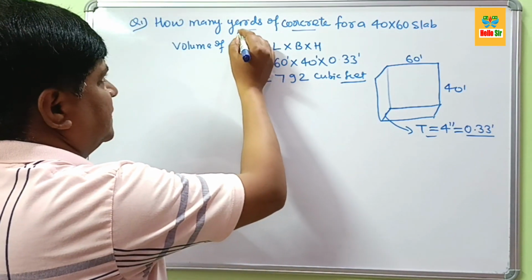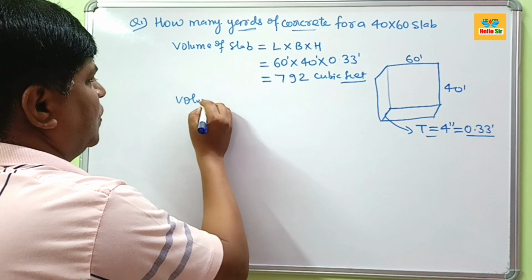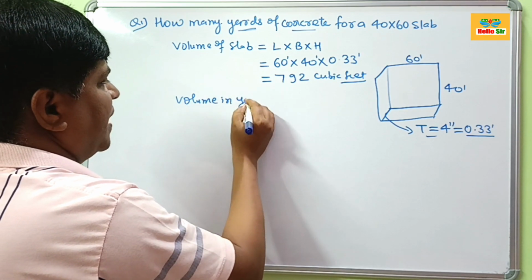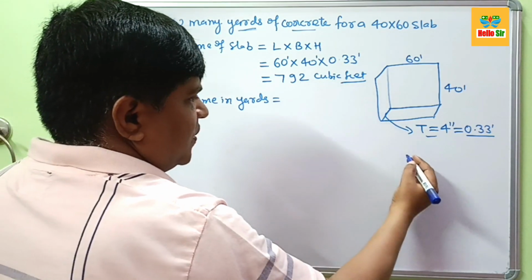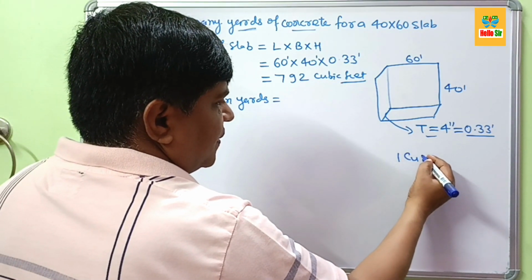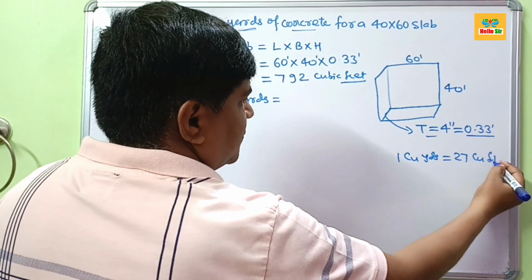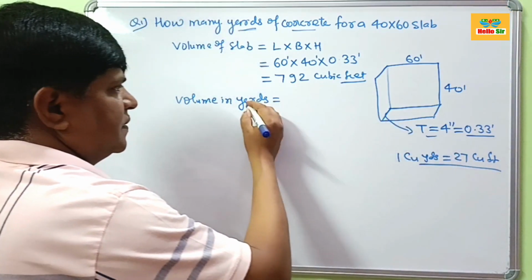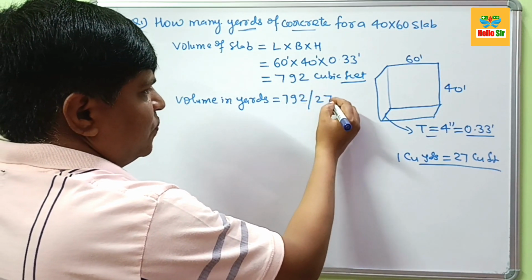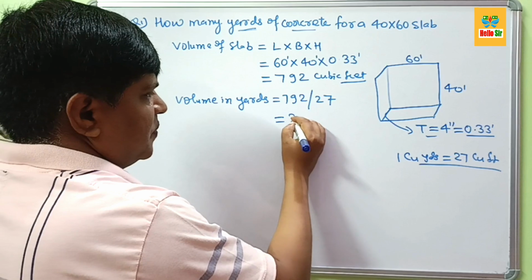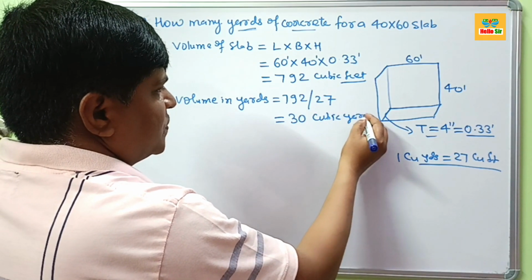But if you are asked for the concrete quantity in yards, now the volume in cubic yards. If the concrete quantity is in cubic feet, 1 cubic yard is equal to 27 cubic feet. Remember this. That's why 792 is divided by 27. This will come to about 30 cubic yards approximately.